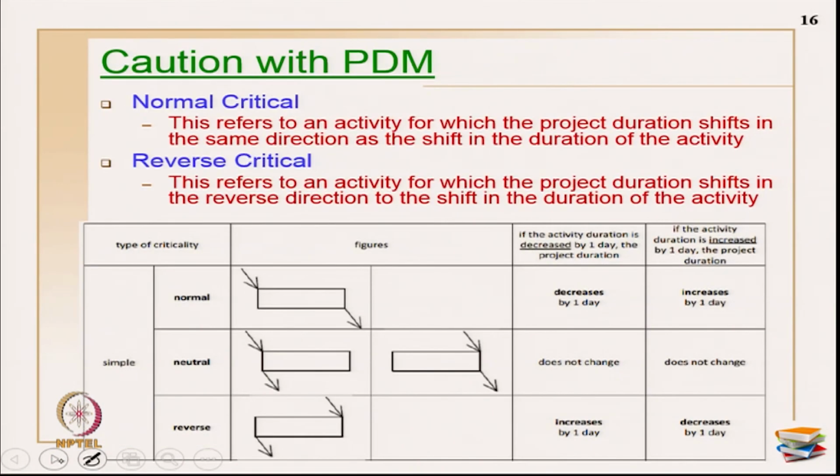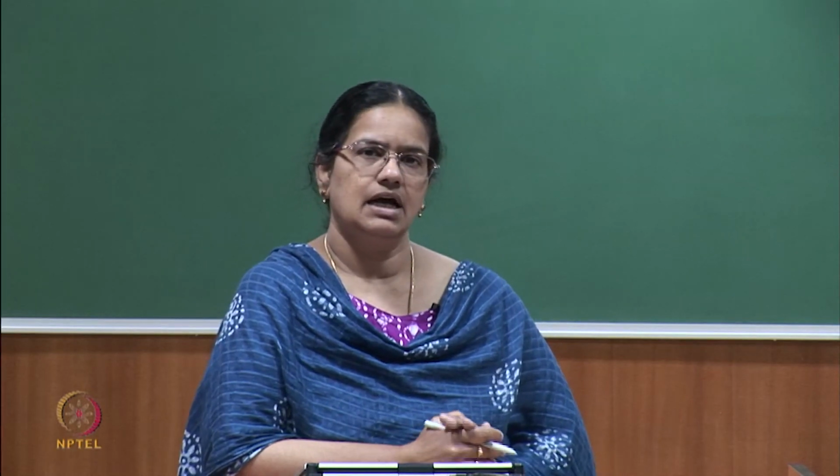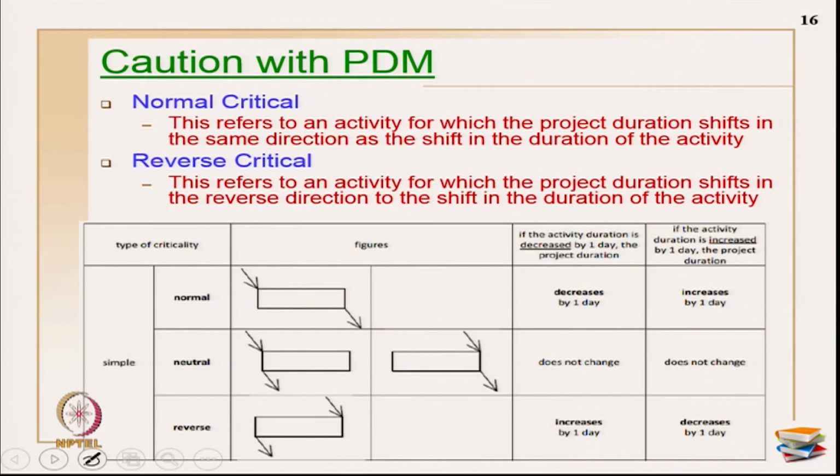Okay. Now, let us move on to caution with the PDM. When you are working with the contiguous activity execution, then there are some problems with finding the critical activities. Okay. Just with the relationships. This problem will not happen when you are working on interruptible activity executions. Okay. Now, few things I have brought up, and like this there are so many cautions available. Okay. I am just going to compare normal critical, neutral critical and the reverse critical. Okay. Normal critical, you know what it is.